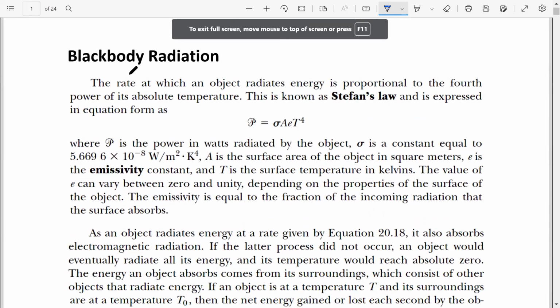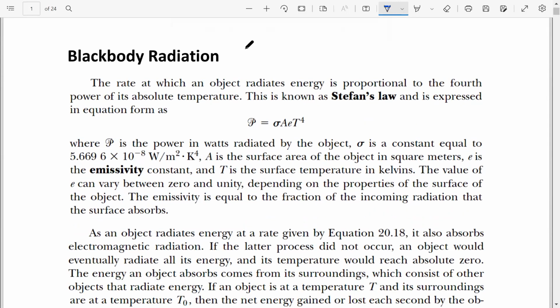Now, black body radiation is an extension of what you have learned in your O-level thermal physics, what you learned for heat transfer by radiation. We learned that in terms of heat transfer, there's only conduction, convection, and radiation. And black body radiation here talks about the heat transfer by radiation.